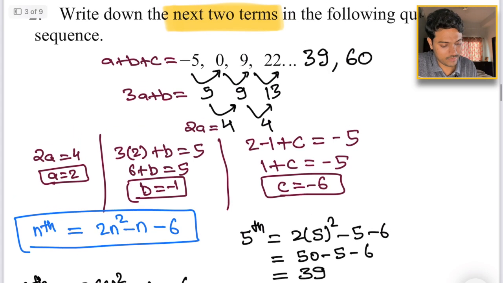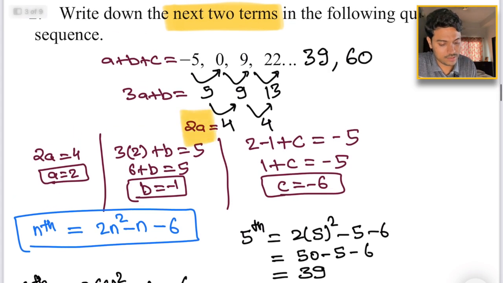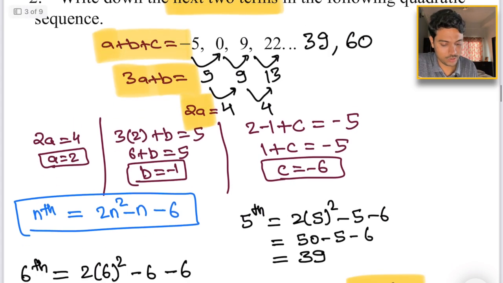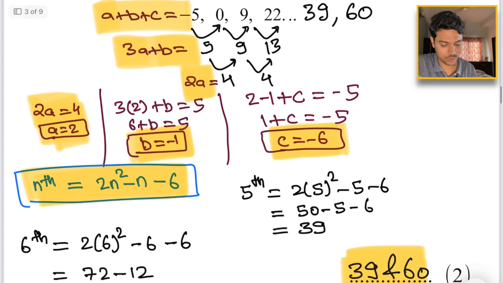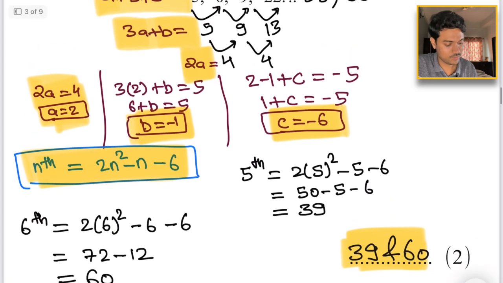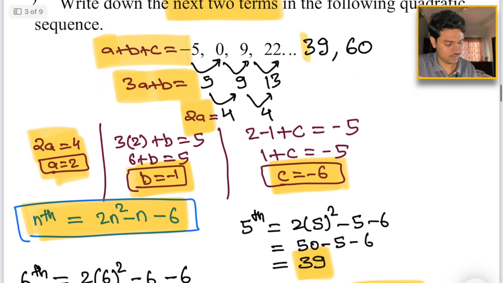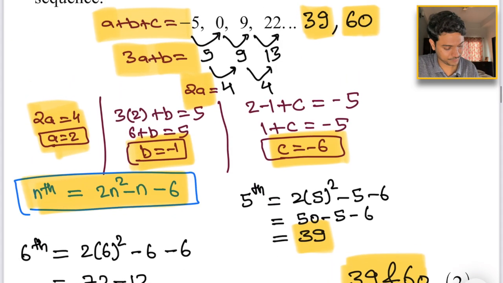First, we have to find the value of a, b and c. So 2a is equal to 4, so a is equal to 2. 3a plus b is equal to 5, so b is equal to negative 1. Then a plus b plus c is equal to negative 5. That's how we got c equal to negative 6. We figured out the nth term expression, and then we calculated the next two terms, that is fifth term, which is 39, and sixth term, which is 60. 39 and 60 is our final answer.